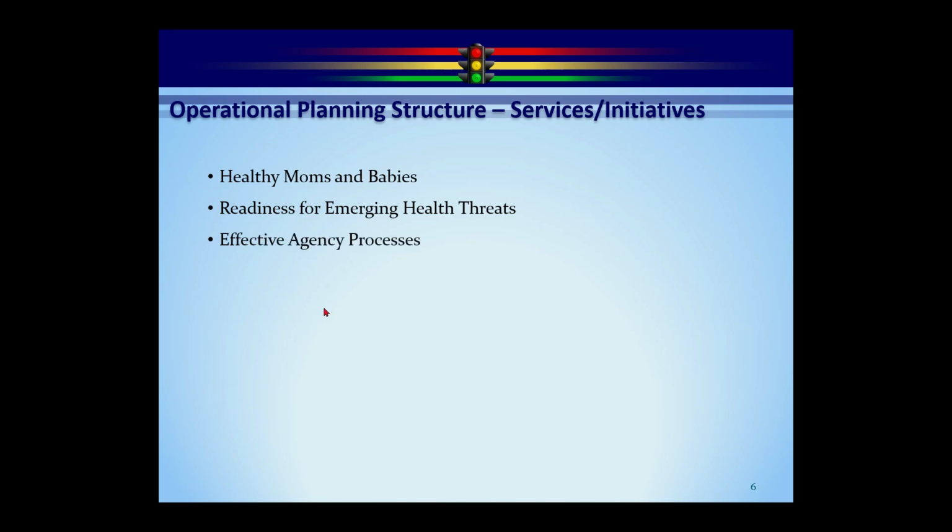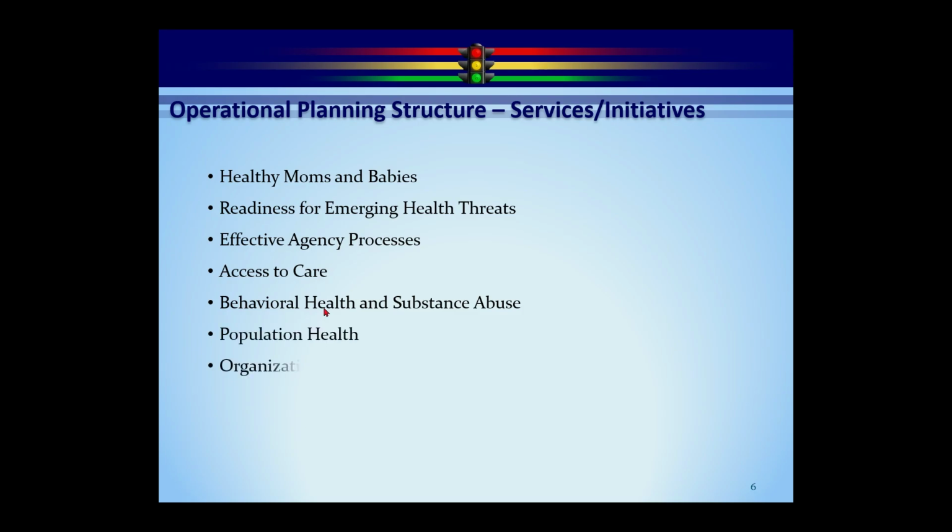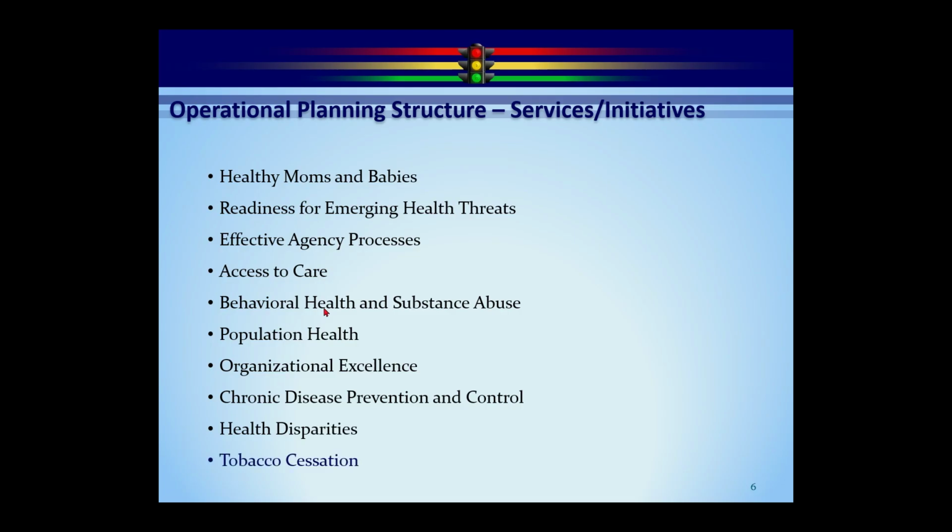Effective agency processes. Access to care. Behavioral health and substance abuse. Population health. Organizational excellence. Chronic disease prevention and control. Health disparities. And then we'll use the example again of tobacco cessation today. If you look at these, none of these are real actions or activities. It's more or less just a description of what we're trying to accomplish here.